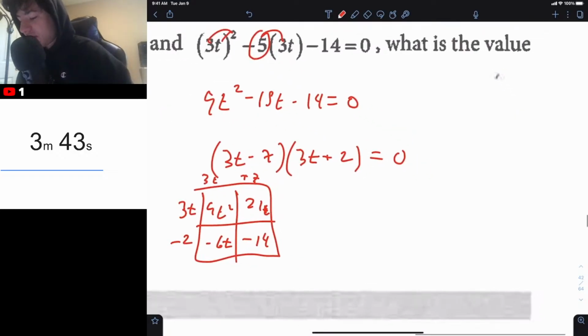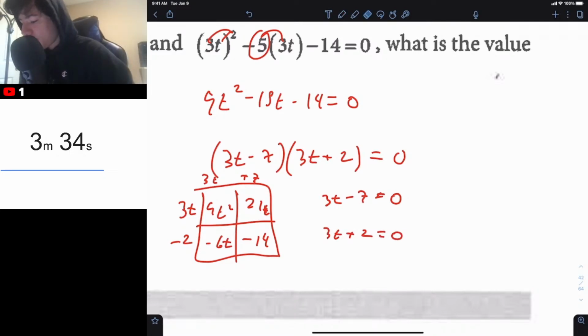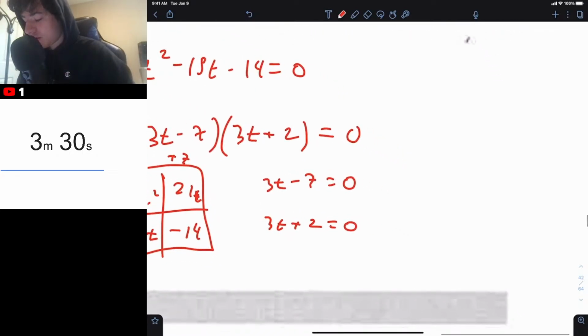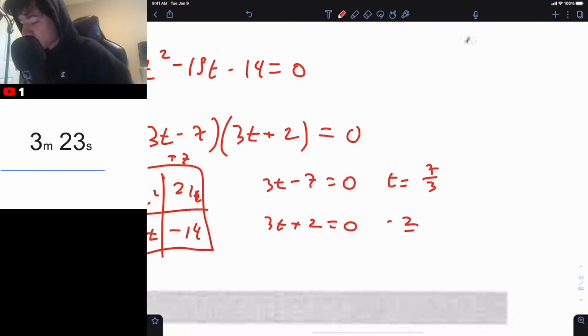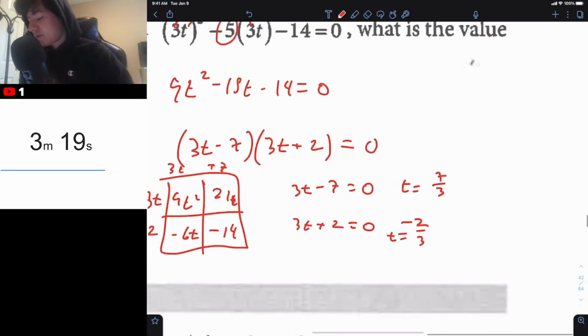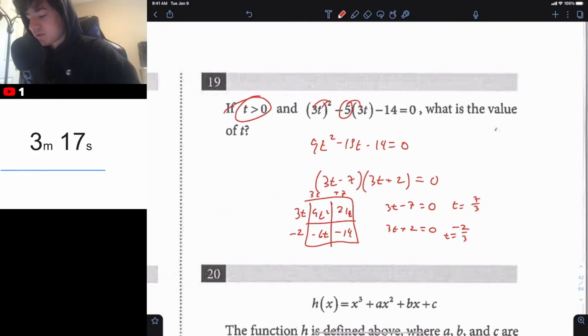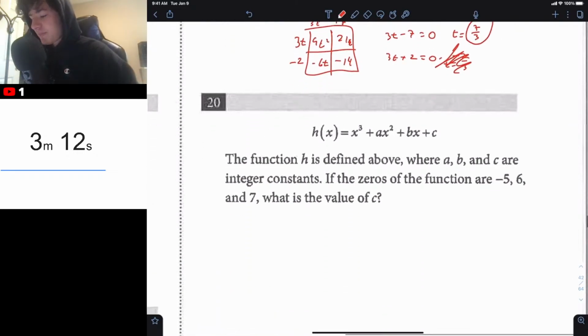All right, cool. So then I set it equal to 0. Sorry about that. 3t minus 7 equals 0, and 3t plus 2 equals 0. All right, so if I add 7 and divide by 3, I get t is equal to 7/3. And here I get t is equal to negative 2/3. Which one of these do I pick? Well, if we look at the question, it tells us that t is greater than 0, so we can cancel out that negative answer and just say t is equal to 7/3. That should be your answer.